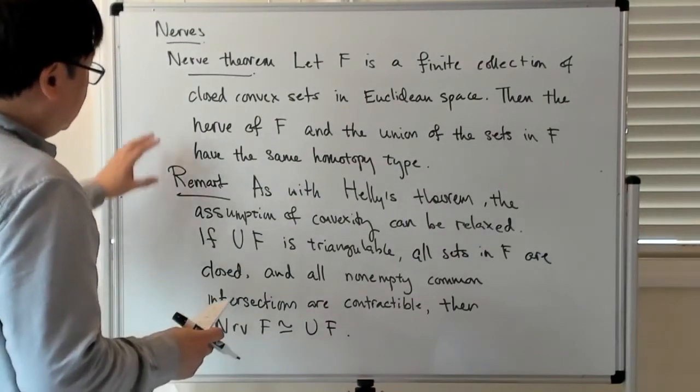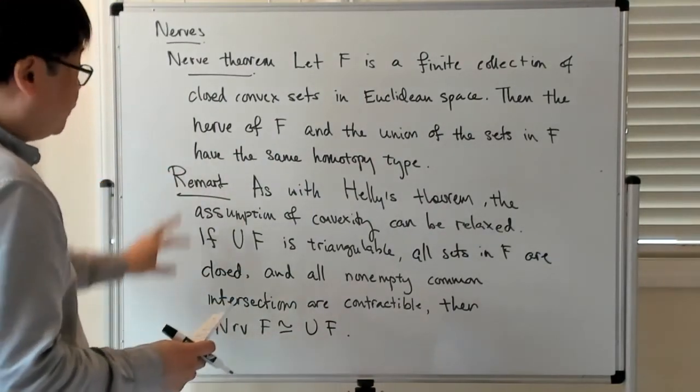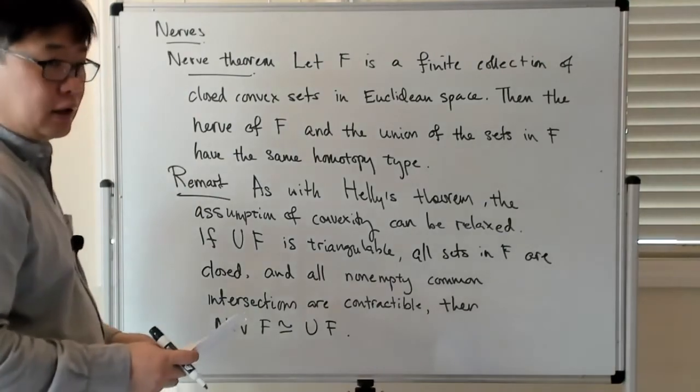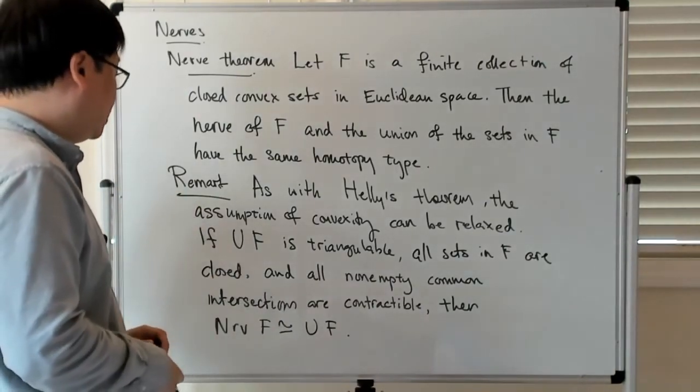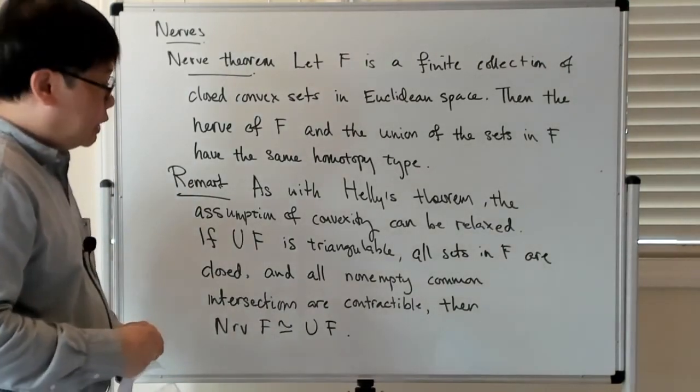In a little bit we'll talk about specific examples of nerves which come from the intersection of closed balls. I'll stop here for now.